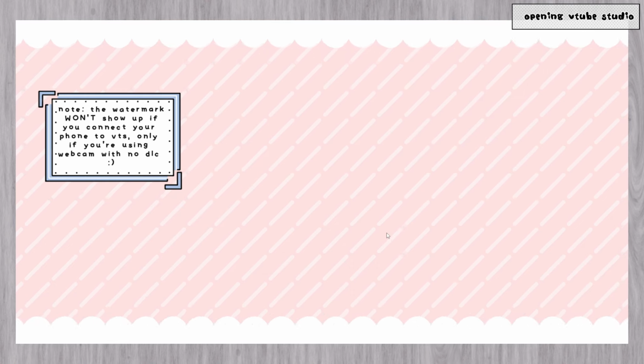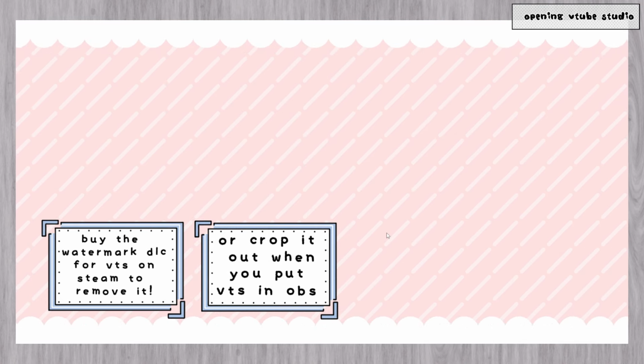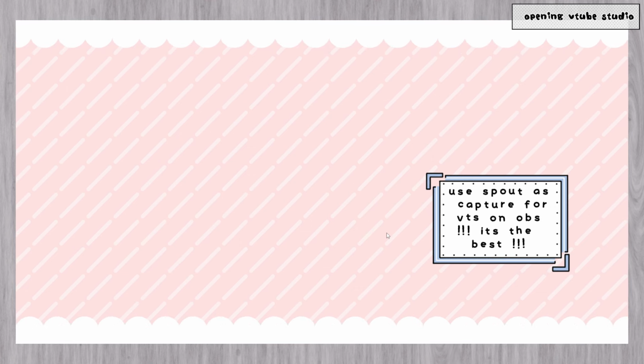If this is not your first time using VTube Studio, you can probably just skip to how to fix your parameters. But if this is your first time on VTube Studio, you're probably gonna have a watermark in the bottom left corner. It's gonna be the VTube Studio's mascot floating around. To get rid of that, you're gonna have to buy the watermark DLC on Steam, or when you put it into OBS, you can just crop it out. I won't be going over how to put your model into OBS today, but if you guys want a tutorial for that, let me know.